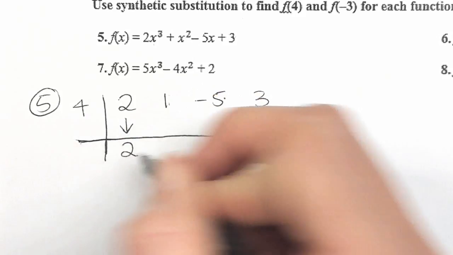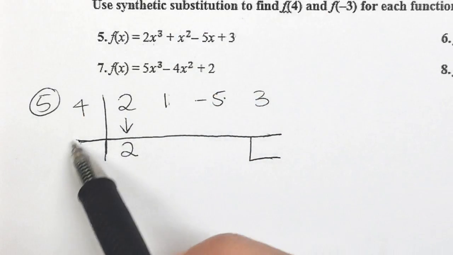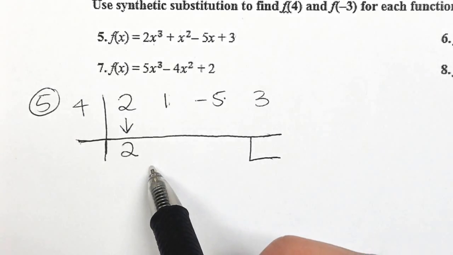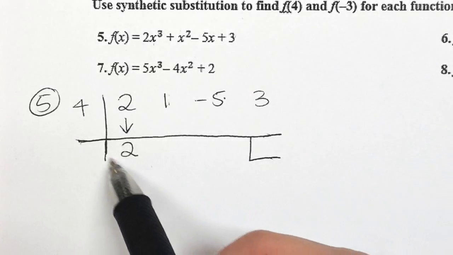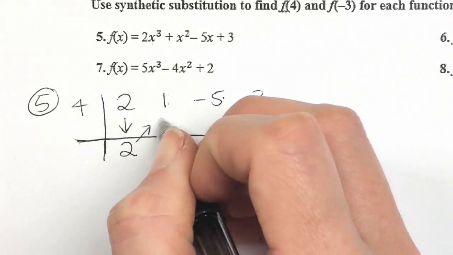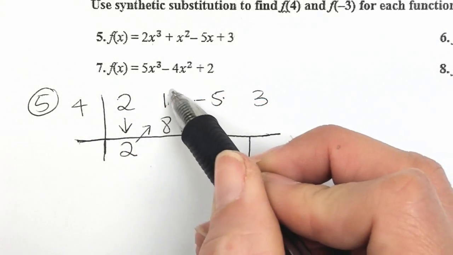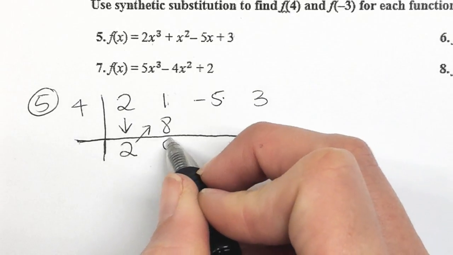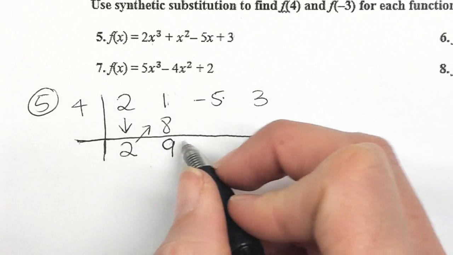Good. Bring down the 2 first, and then you're right, Eric. Everything above this line we're going to add together. Everything below it we're going to multiply by what? 4. So right here we would multiply this by what? And so the 8 goes where? Right here. And then what do we do with the 1 and 8? So then we do what with the 9?